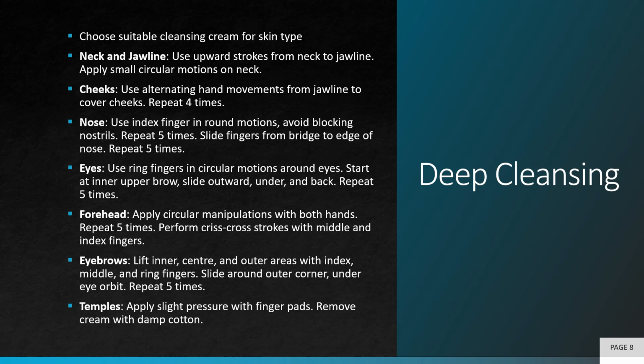When cleansing the eyes, use your ring fingers, gently perform circular motions around the eyes. Start at the inner upper brow, sliding outwards, then under the eye and back to the starting point. Repeat this process 5 times.